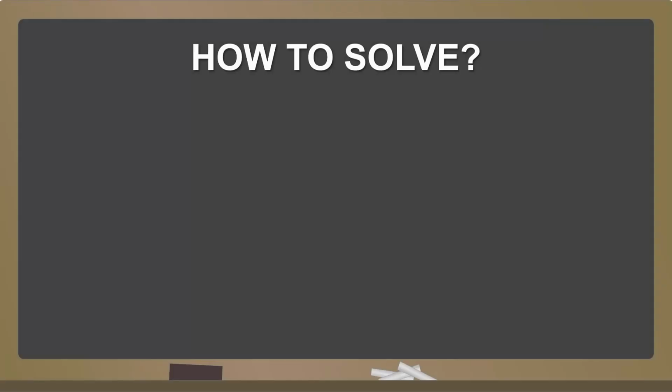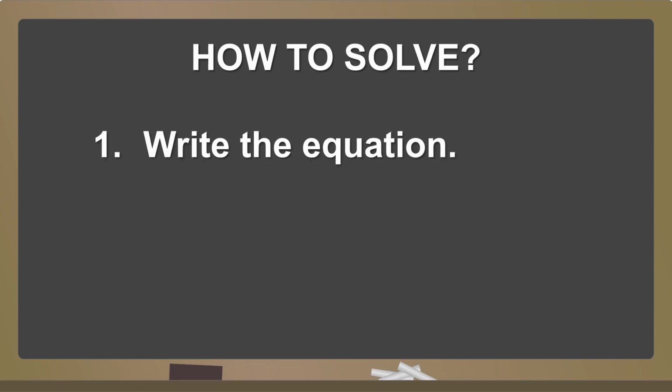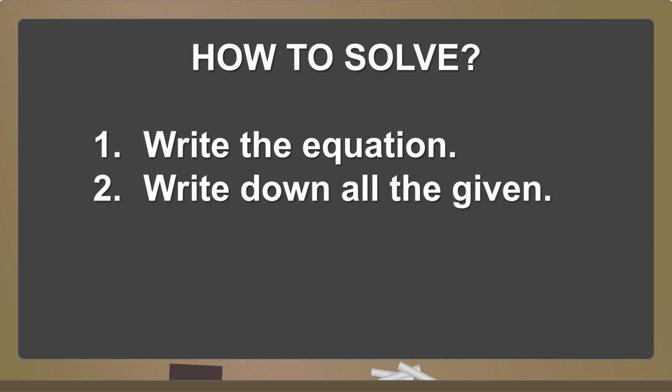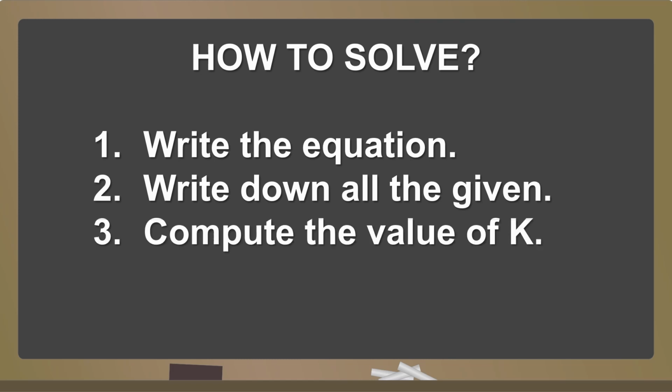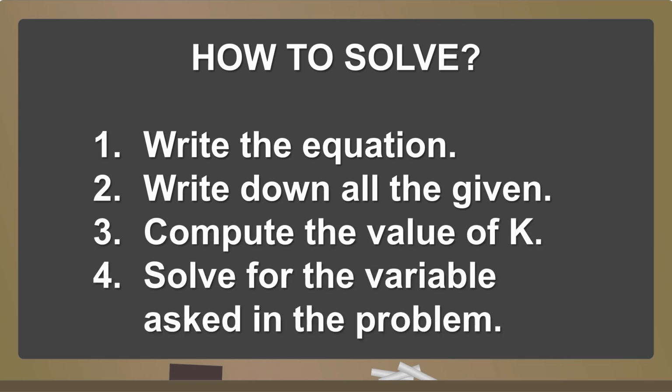So how do we solve problems like this? First, we have to establish the relationship of the different variables and the constant k. This is where we write the equation. Second, we have to write down all the givens in the problem. This will help us not to miss any important information that we will need in order to solve the problem. Then we have to compute the value of k, and once we have the value of k, we can solve for the variable that is being asked in the problem.